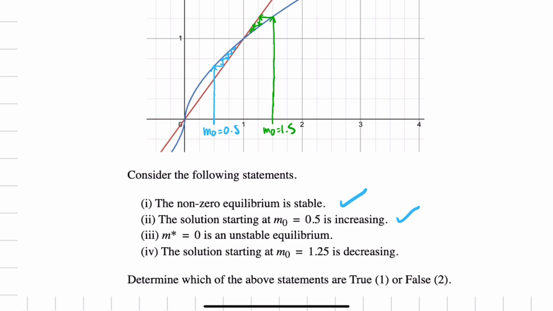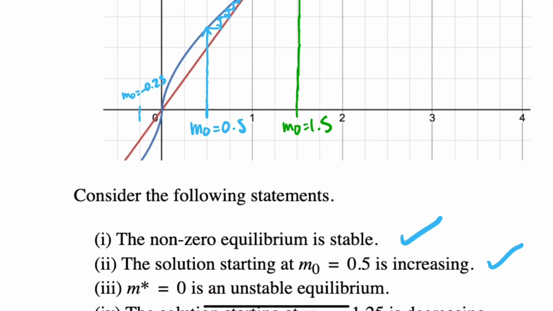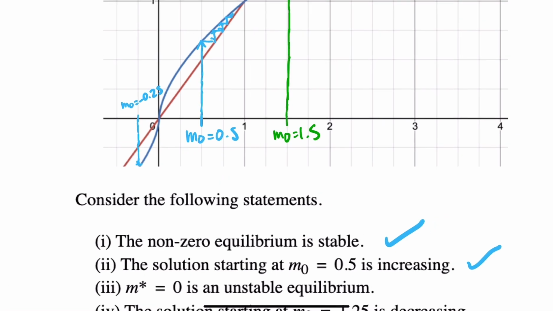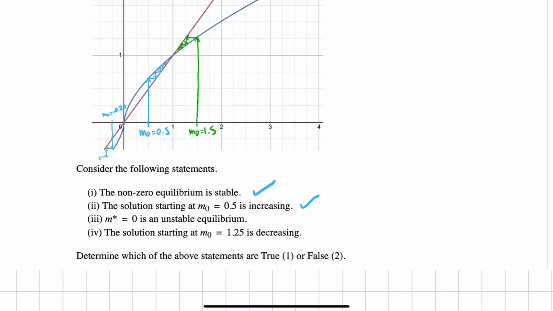So let's do negative 0.5 right here. Or actually, let's go a bit closer, so this would be like negative 0.25. You would go to the updating function, and then you'd have to turn left, and then you keep going and going and going. And as you can see, you're moving away from the zero equilibrium here. And so because you were moving away from the zero equilibrium from both sides, that means that this is indeed an unstable equilibrium. So this is definitely true.